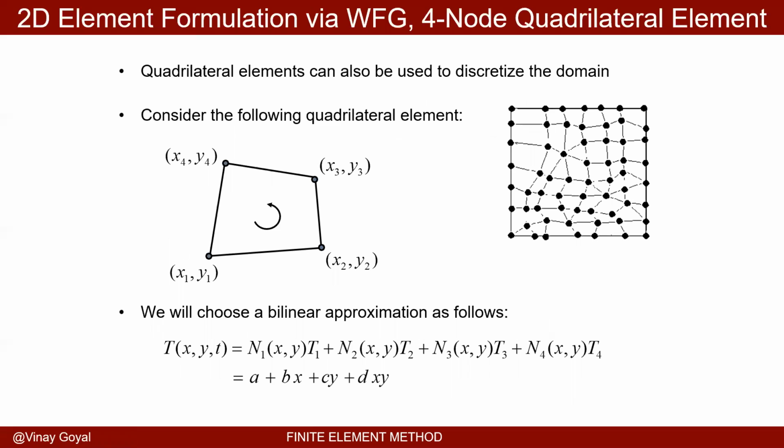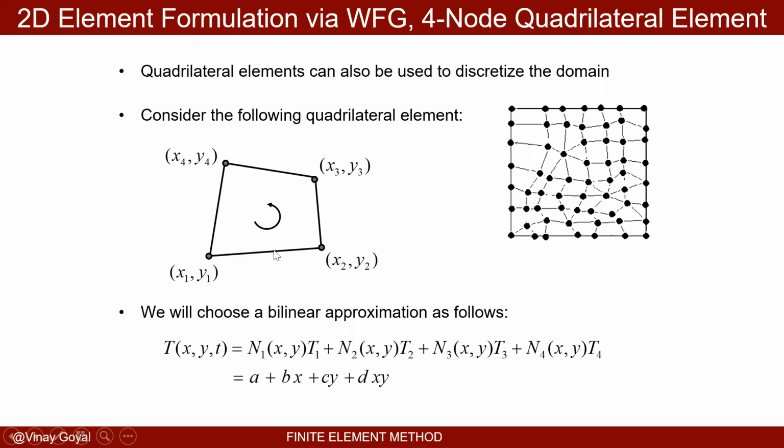So for quadrilateral elements, the same idea applies. If you have a domain that looks like this one, I can divide the domain into quadrilateral elements, and you can see triangular elements. You can mix them up. And the quadrilateral elements can have arbitrary locations for their coordinates. And it's the same idea where I want to choose an approximation function for this problem.